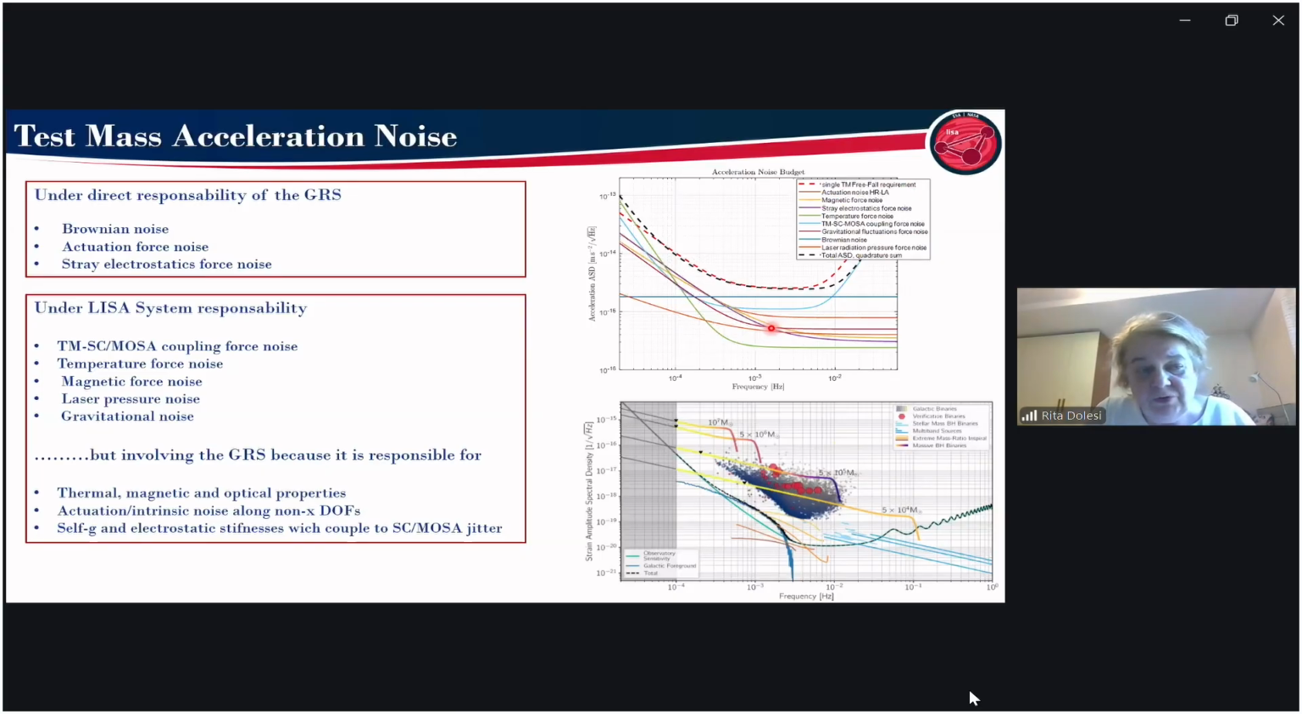Those that are under system responsibility are mainly disturbances that are related, as I was saying before, to the environment. So how much the environment is disturbed, and they are related with the coupling with the test mass, spacecraft and MOSA movement.